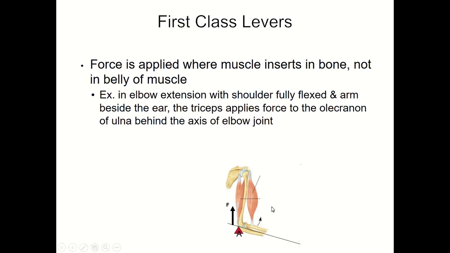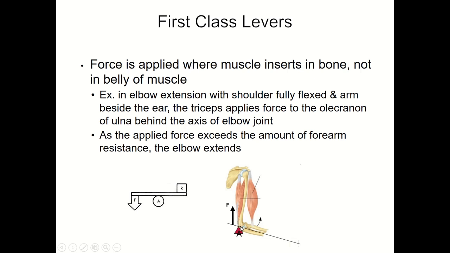So when force is applied, it's where the muscle inserts into the bone, not in the belly of the muscle, okay? In this case, when we're talking about force, this is an elbow extension where the shoulder is fully flexed and the arm is behind the ear. The triceps applies force to the olecranon of the ulna right here, behind the axis of the elbow joint. So not in the belly, down here where it actually attaches onto the bone.